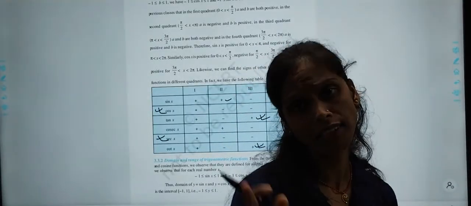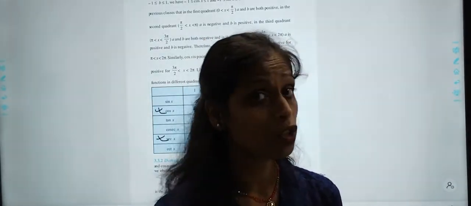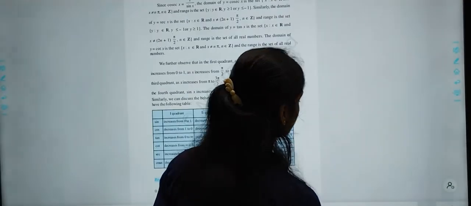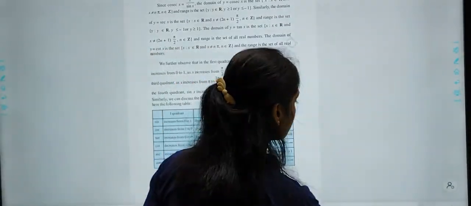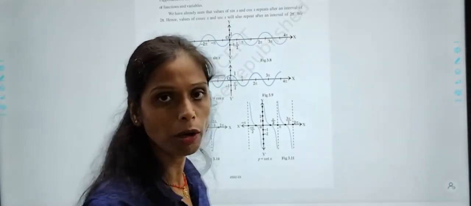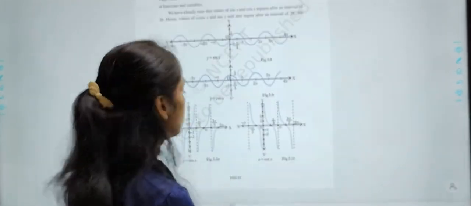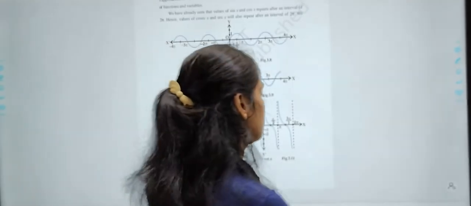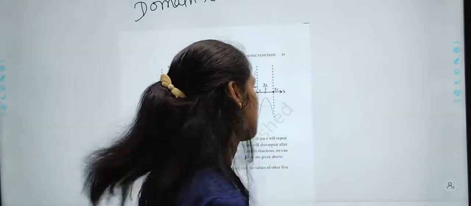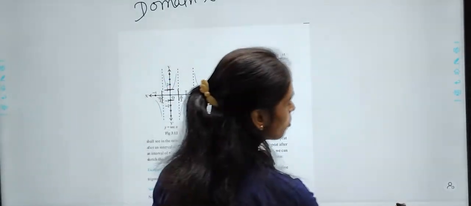I have already discussed this in our trick: add sugar to coffee. Always keep it in your mind and do your practice. Next one is a graph, and I have already discussed these graphs. What is our domain and range? These are different types of graphs of trigonometric ratios.